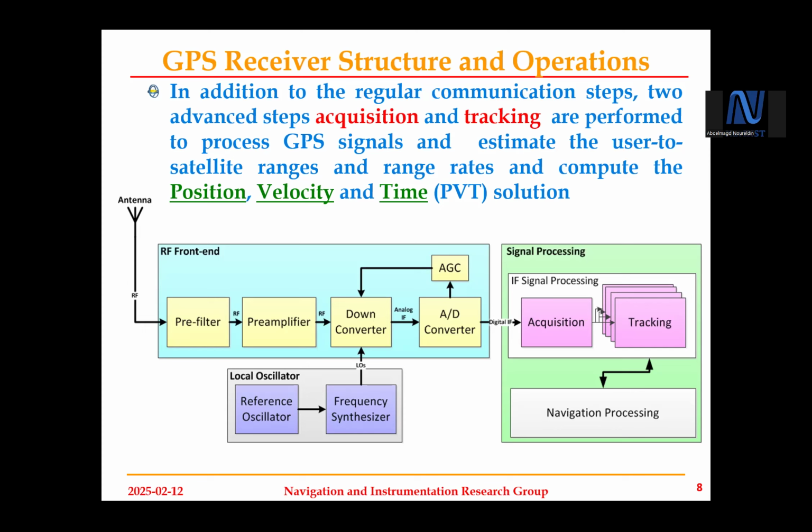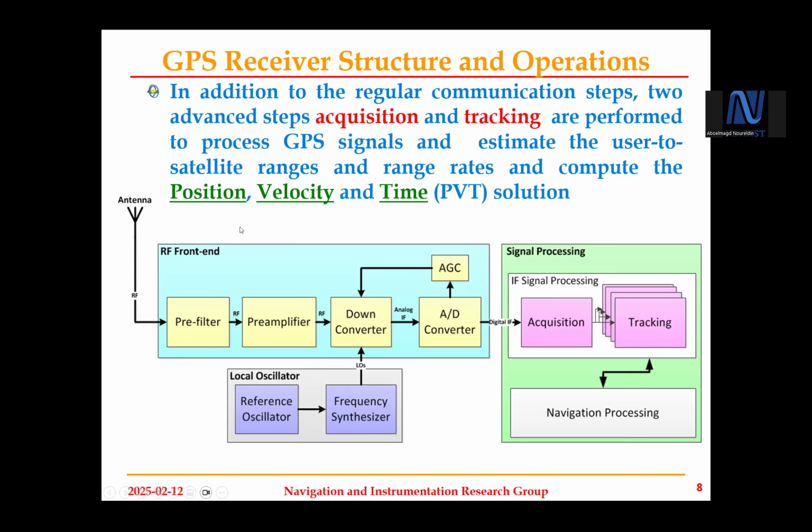And these two steps, as you see here, feed the navigation processing. So these two steps allow us to determine the satellite-receiver range and the rate of change of the range, which in turn lead to the calculation of position, velocity, and time information. Any questions about this?